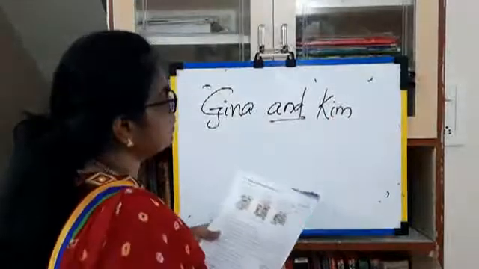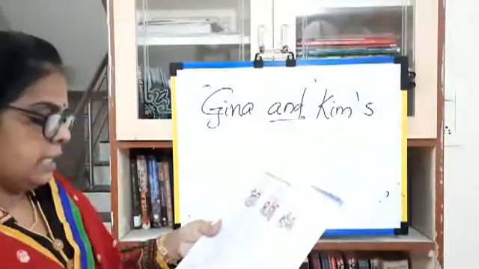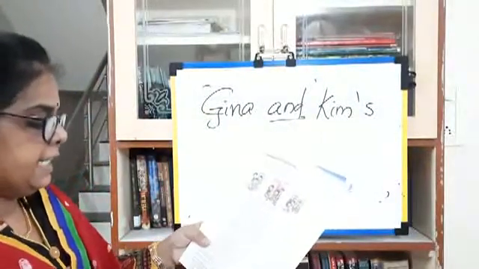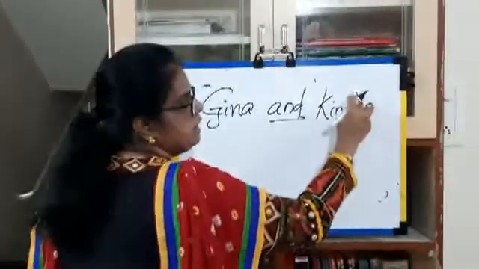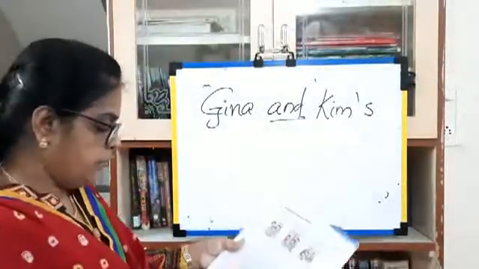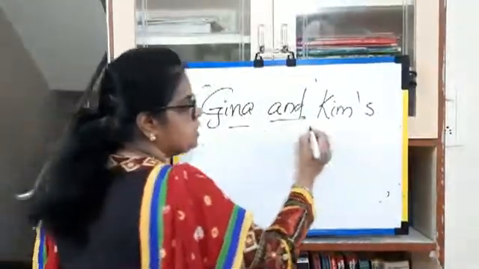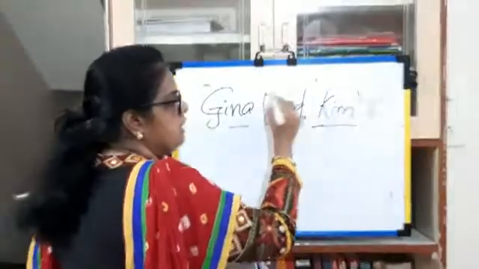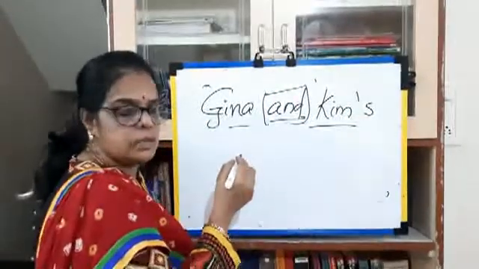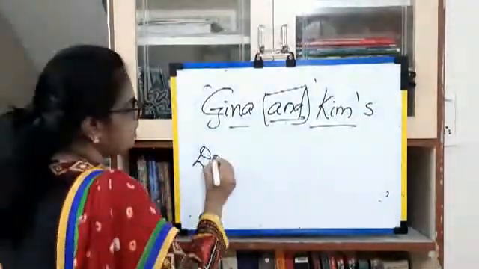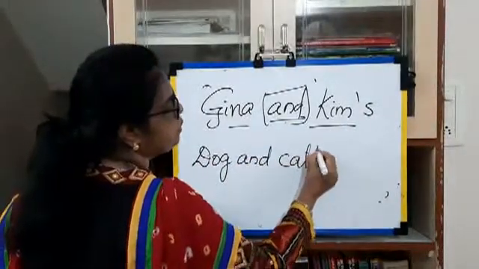In this sentence we use apostrophe s. If the thing belongs to both of them, we add apostrophe s after the second noun. When two nouns are joined by the word "and," we add apostrophe s to the second noun. Clear? See, dog and cat's, apostrophe s.